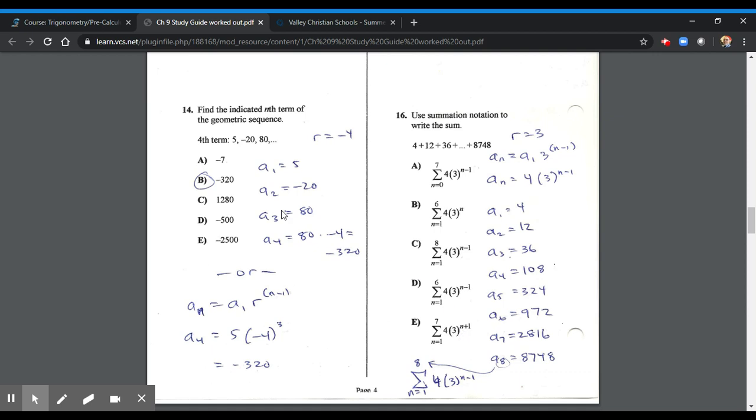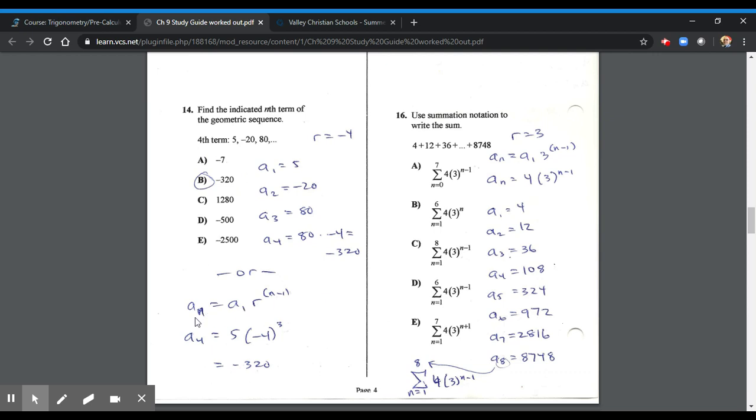All right, number 14, find the indicated nth term of the geometric sequence here. We're going to find the fourth term, so I've got 5, -20, 80. It looks like my ratio is -4. My a sub 1 is 5. I could simply just multiply 80, my third term, by -4 to get -320, which would be my fourth term.